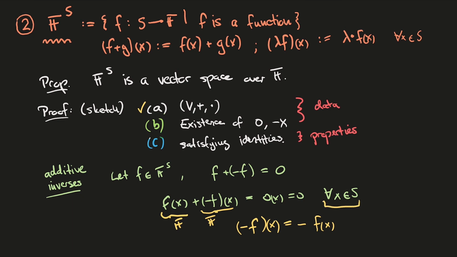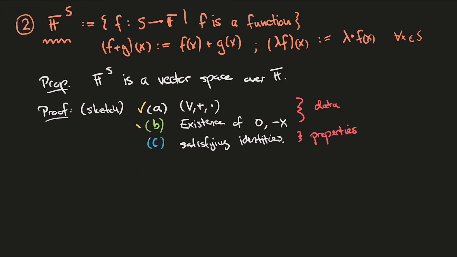Moreover, we require this equality to hold for all elements x in S, so this definition down here defines a function from S to F, which is the additive inverse in F^S of f. Therefore, the below shows that the function minus f from S to F has to be defined by assigning each element x to minus f of x. So we've now shown B, and I will show one of the identities required in C, namely commutativity.